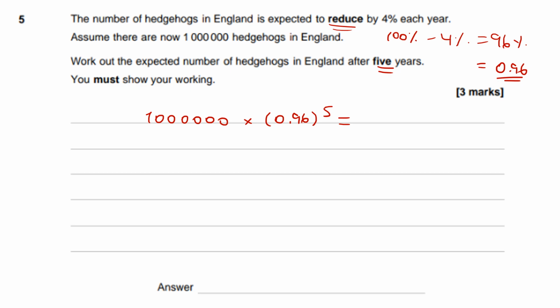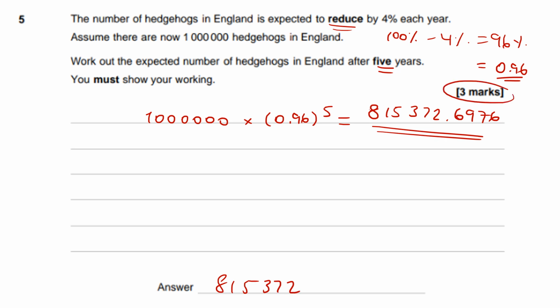So if I just quickly type it into my calculator, 1 million times 0.96 to the power of 5, you need to get something like, on my calculator display at the moment, I've got 815,372.6976. So if you get something around this number, then that would be great. Of course, you can't have 0.6976 of a hedgehog, so you're going to have to write it down as 815,372. And that's how you get full marks from this question.